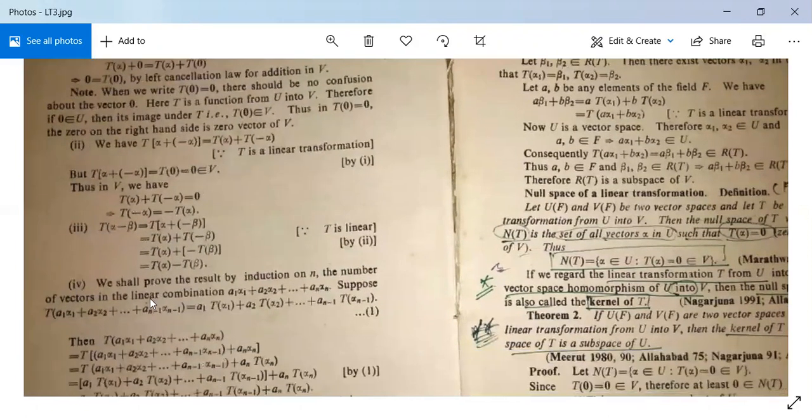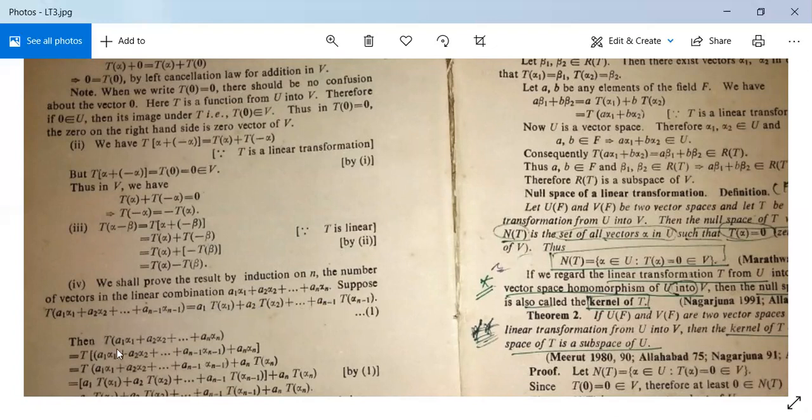Now come to your fourth result. We shall prove this by using the technique of mathematical induction. Suppose T(a1α1 + a2α2 + ... + a(n−1)α(n−1)) is equal to a1Tα1 + a2Tα2 + ... + a(n−1)Tα(n−1). Using this, we will include one more vector here, anαn, and prove that on the right hand side one more vector anTαn is added.